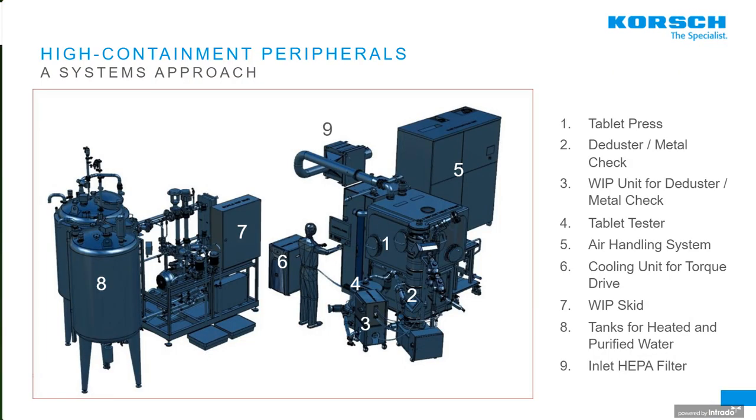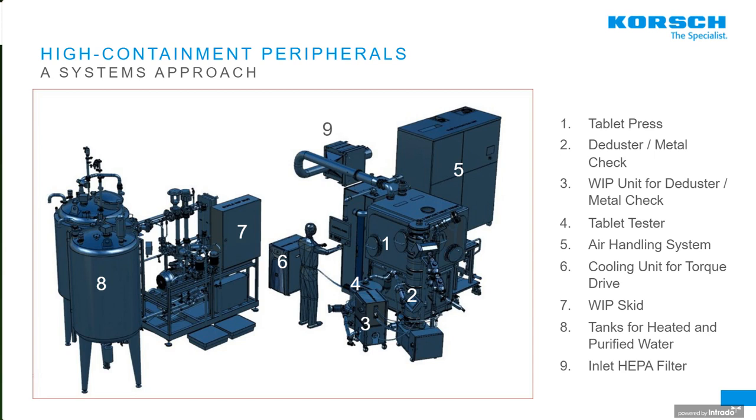Let's look at a typical containment system layout. We've got a tablet press, which is wash in place, high containment. We've got a wash-in-place deduster metal check system connected to the good channel. That system is often provided with its own washing trolley. In some cases, that deduster metal check is filled with water via the washing trolley. In some cases, it's washed via the press WIP sequence.